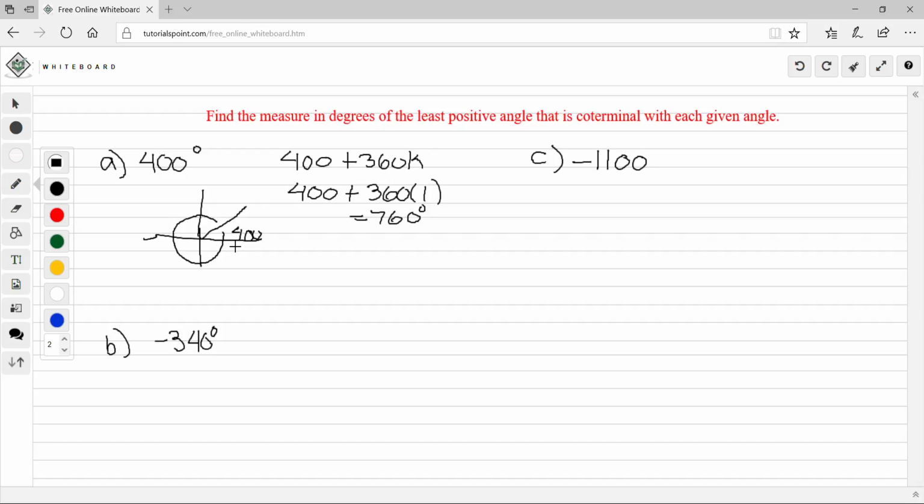For B, negative 340 degrees, we actually need to graph this. Negative 340 degrees, we're going clockwise, right? So negative 340 is around quadrant one, right? We're going clockwise. So this is negative 340.